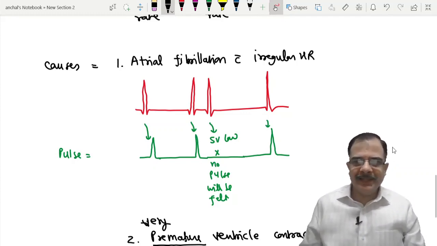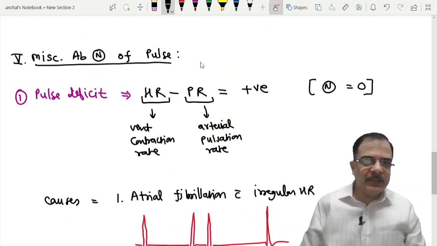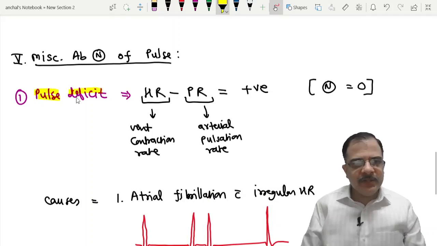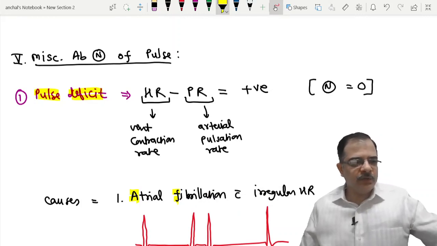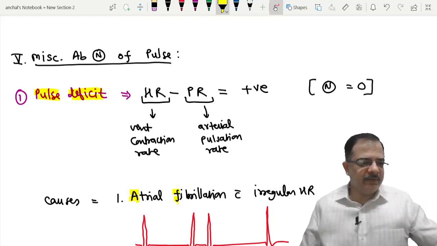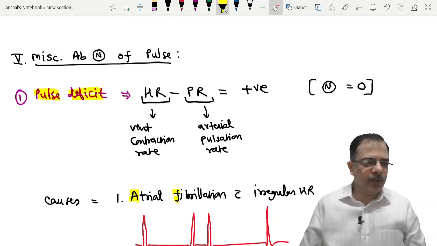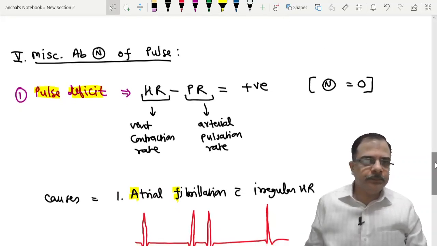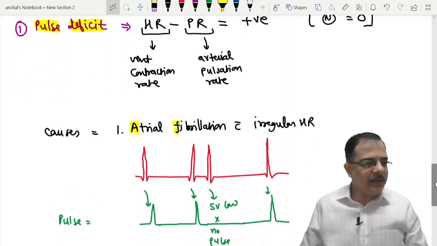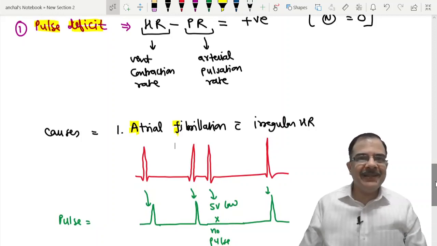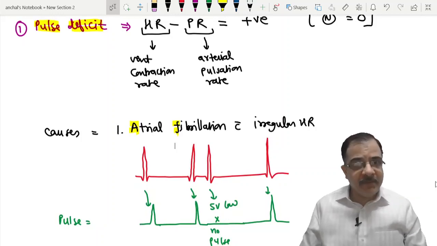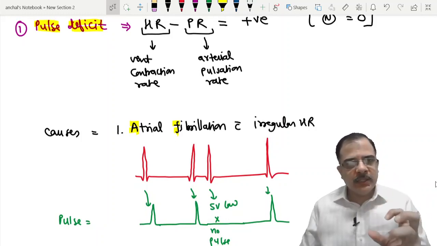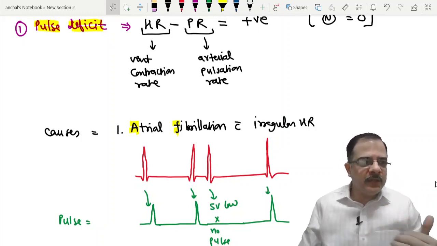Next one, number two, miscellaneous abnormality. So where should you mention the pulse deficit? When you are given a case of atrial fibrillation, then you will get a pulse deficit there. How to assess the pulse deficit? A practical point. Why can't it happen in shock? Stroke volume is less there too, but still the pulse amplitude will be felt. So this occurs when the ventricle gets very, very less time to fill with blood.